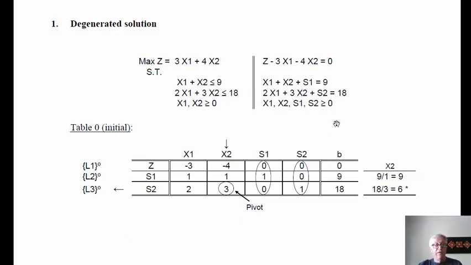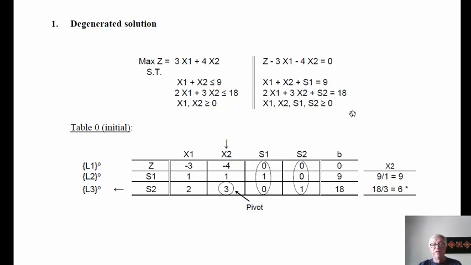Although the objective is to speak about the degenerated solution, in this example, I'm going to explain in detail how the simplex method works. In this way, we revise the simplex method. In the other two cases, I will present only the essential aspects, but now the objective is to go through the simplex method in detail.